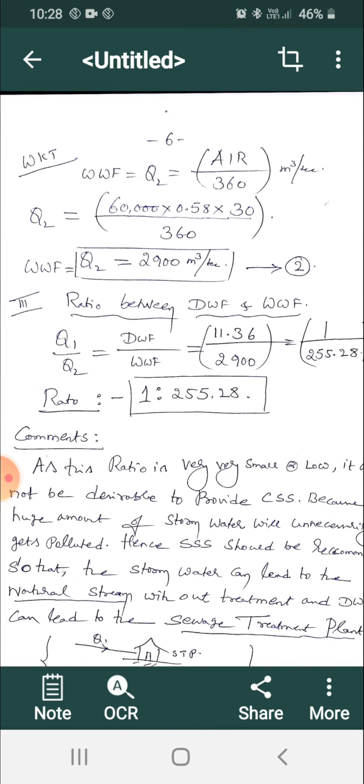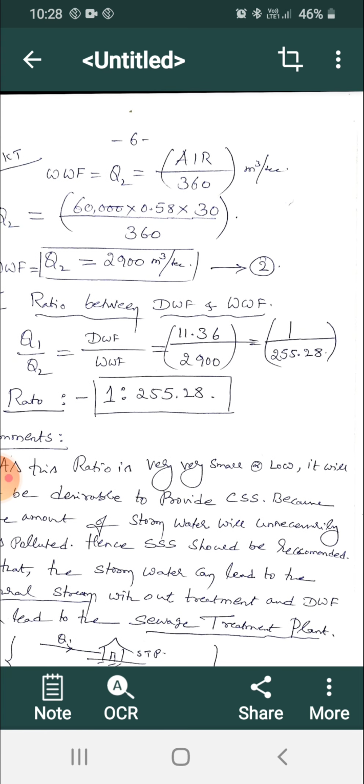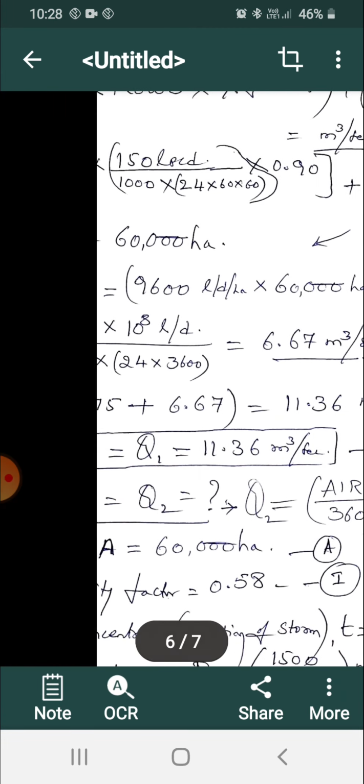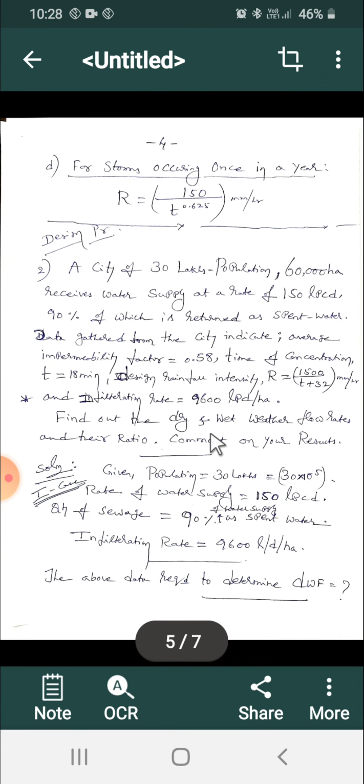Meter cube per second, both will cancel, and finally only the values you will get. Now after this, what to do? In this problem, what they are asked, tell me. See, this is comment on your results. Find out this and this. Got it? We did the ratio, we did this. Next, comments on your report.